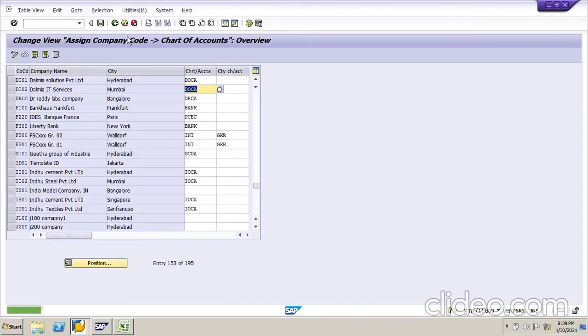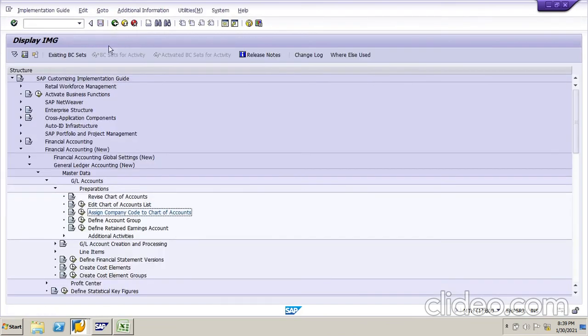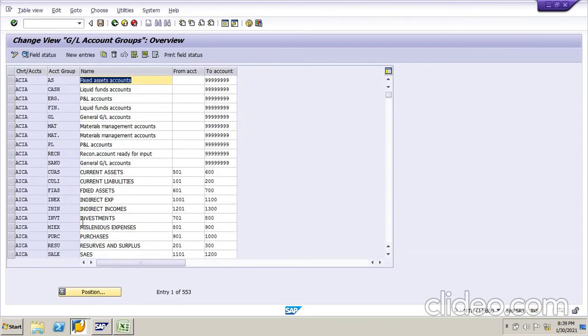Save the data, then come back. Edit chart of account, assign chart of account is completed. Next step, we have to create define accounts group. So first I will explain what is this define accounts group.